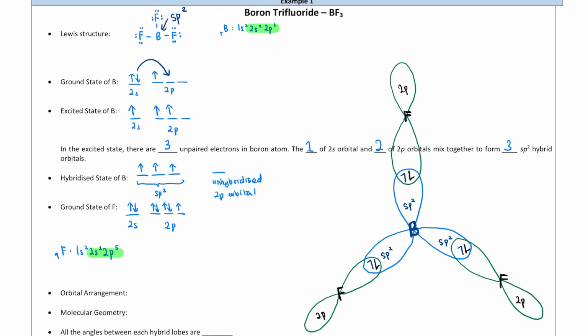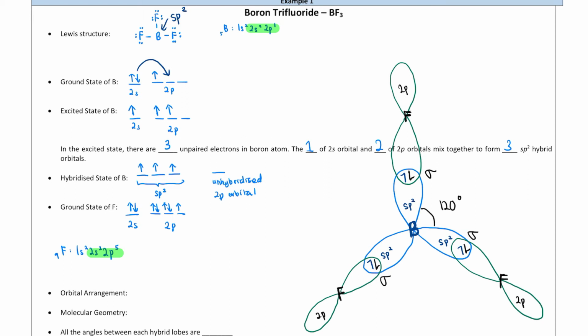Okay, and then okay, macam biasa di tempat yang ada overlapping area tu, itulah sigma bond. Okay, so sigma bond, sigma bond, sigma bond. Okay, and then the angle, okay, so angle dekat sini, okay, since this is trigonal planar, so angle dia adalah 120 degree. Okay, so basically done untuk our drawing.